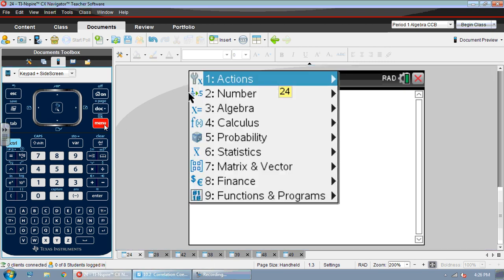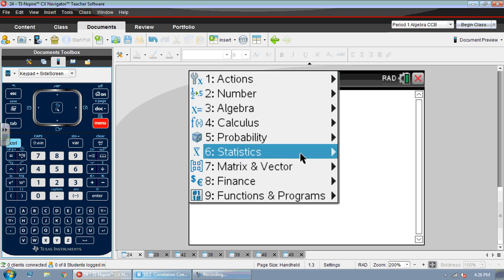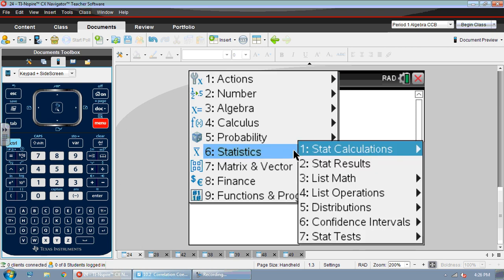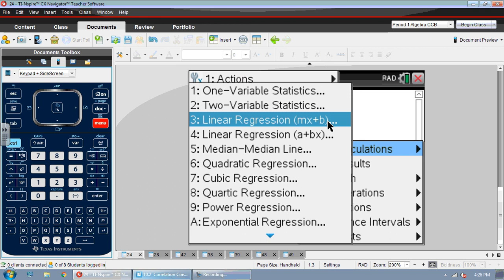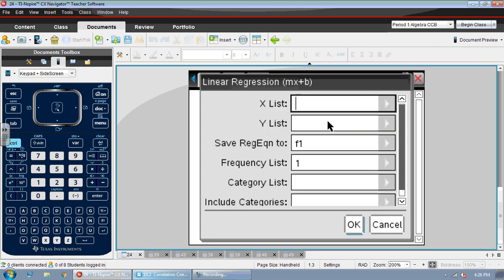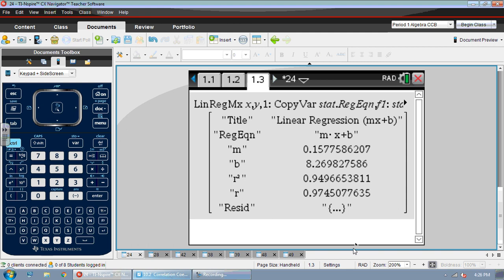We're going to hit Menu. We are doing statistics where we're analyzing data. Stat calculations number 1. And then go to linear regression, mx plus b. It's still a linear regression equation. For our x list, x. For our y list, y. Kind of makes sense. And hit OK. We get this chart that pops up. M and B is our slope and y-intercept. Those are the same numbers out of the equation we just wrote. But we care about this R value right here.